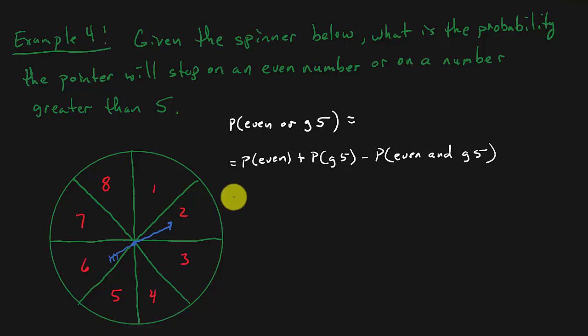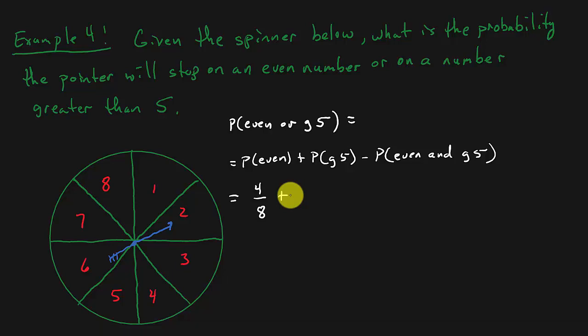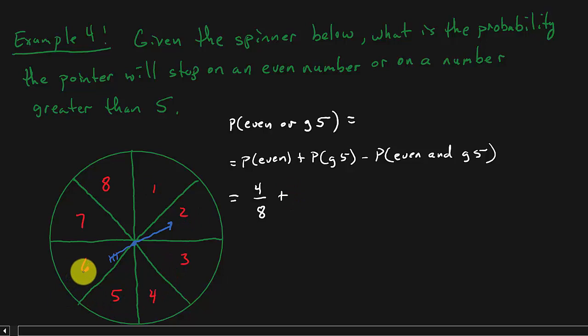Okay, so what's the probability that we get an even number? Well, how many even numbers are there? There's 1, 2, 3, 4. So that's 4 over the total possible. There's 8, plus a number greater than 5. Okay, so how many numbers are greater than 5? 1, 2, 3. So that's 3 over 8.